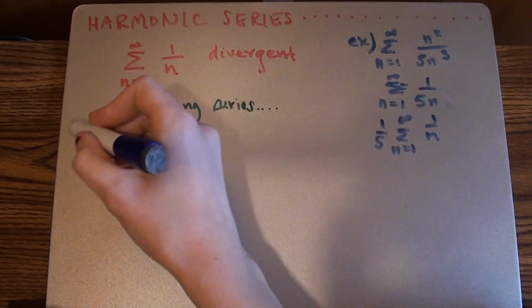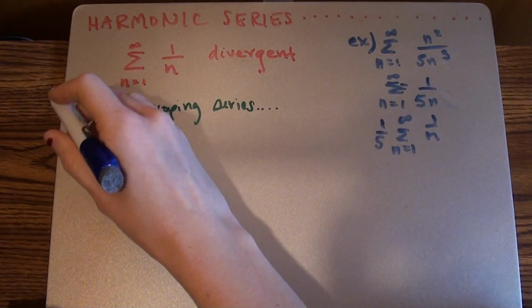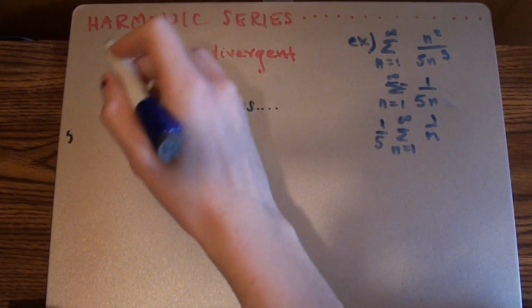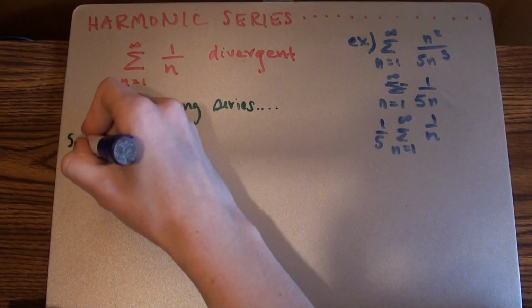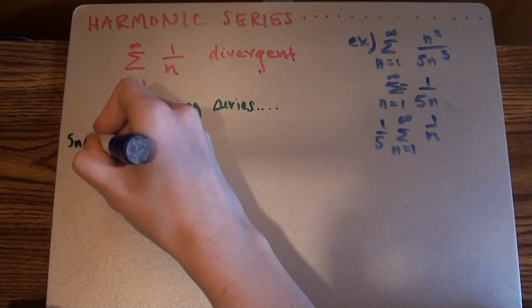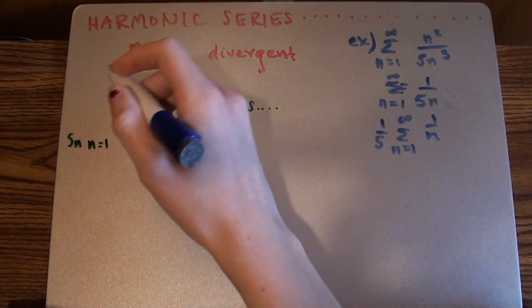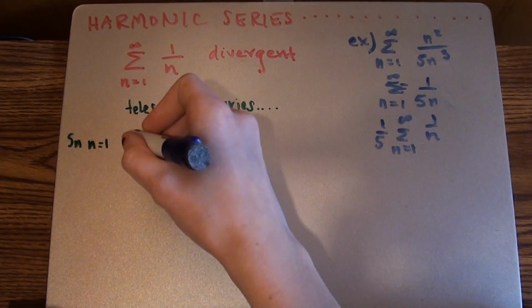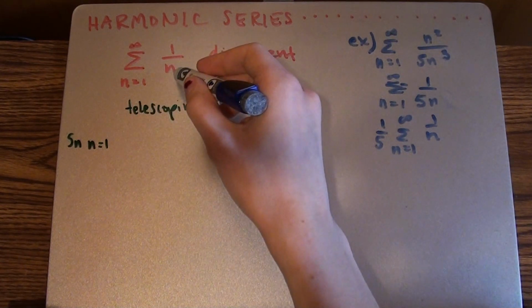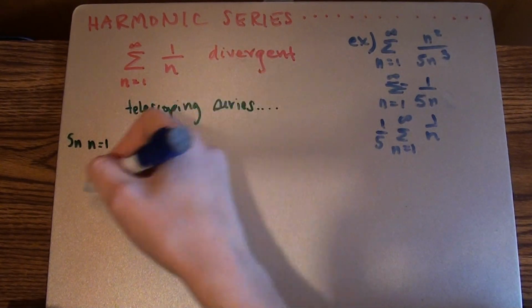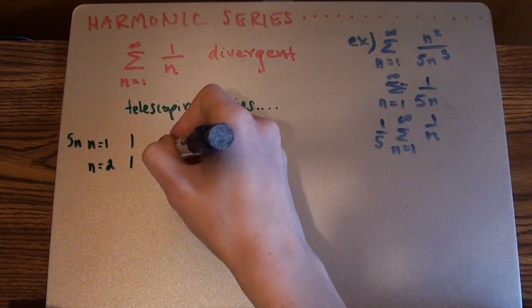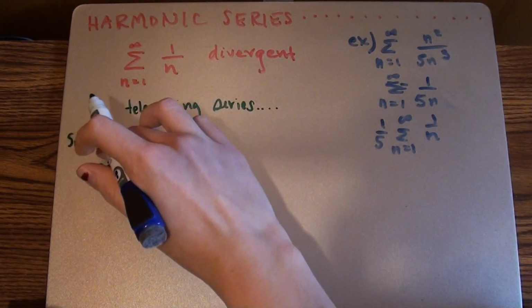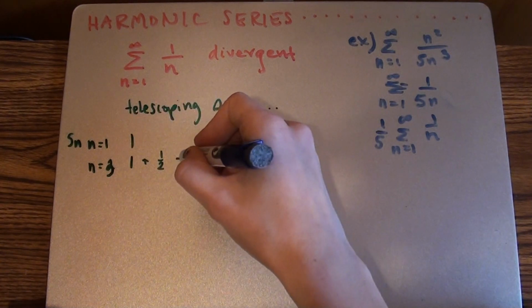In our telescoping series, we started off in some of our other videos by identifying an n and writing out our partial sums, right? So we have Sn, we're going to say when n equals 1. Our partial sum for when n equals 1 is just going to be, you plug in 1 for n, so you just get 1. When n equals 2, you get 1 plus 1/2, right? Let's say if this was 3, you're going to add on a 1/3.